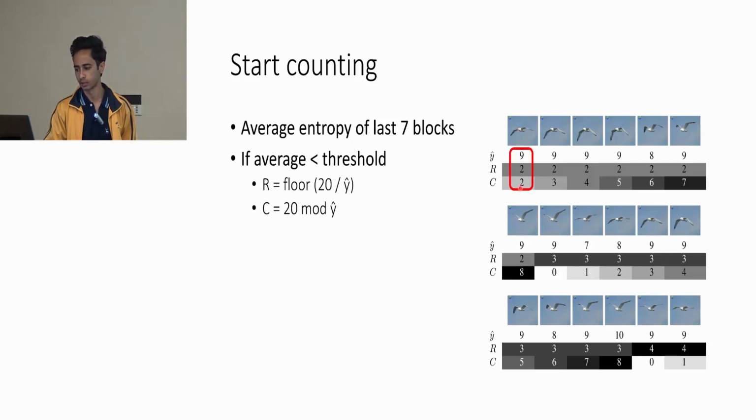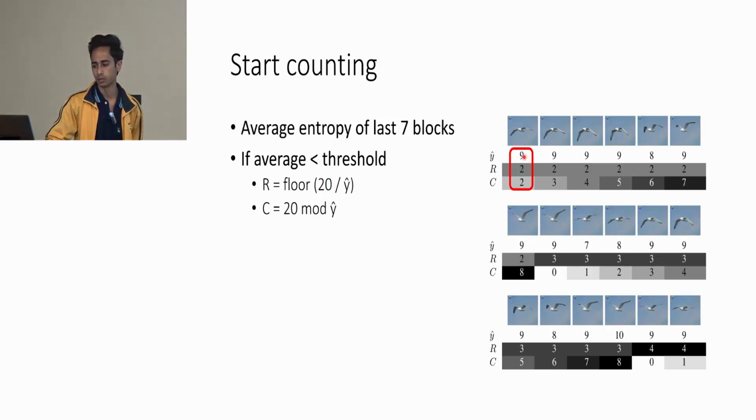So for example, for this block, if we assume that the average entropy of the last 7 blocks is less than the threshold, then they start counting the number of times an action has repeated. This is denoted by R, and they use the floor of 20 by the current predicted cycle length. In this case, the current predicted cycle length is 9. Because this is a moving average, by the time they get to this block, the action has already repeated a certain number of times before this. So to get that, they take the floor of 20 by the current predicted cycle length.